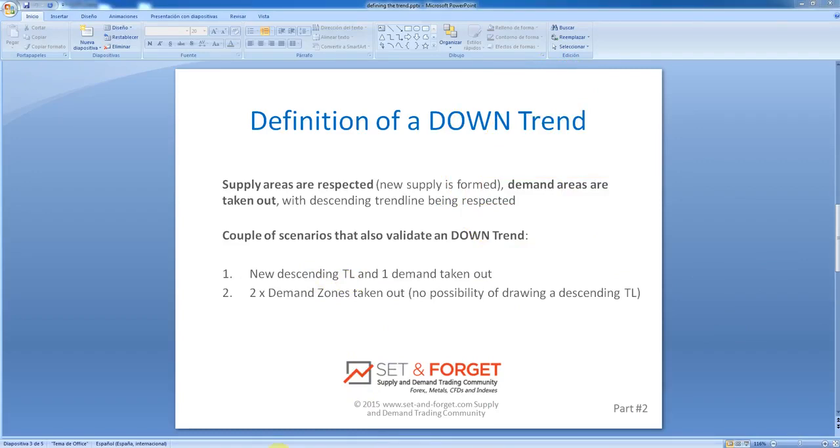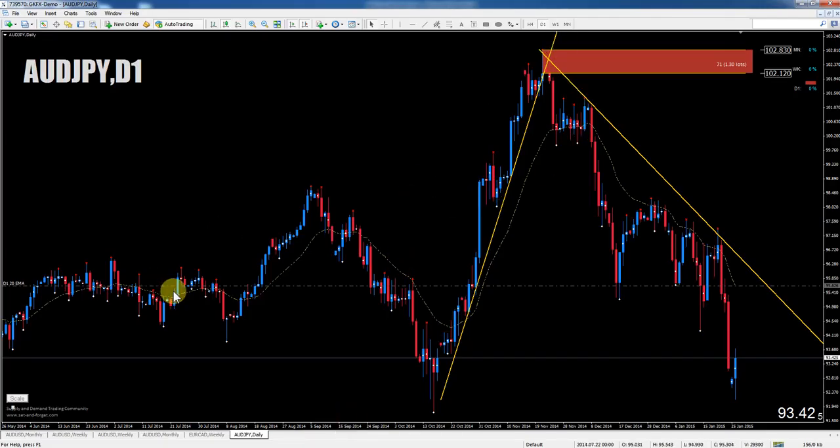So these are the two scenarios. Okay, the classic, the default and core rule for defining a downtrend. Demand areas are being removed and supply areas are being respected, and or new descending trend line, removing one area of demand or two areas of demand like this and this one taken out, no possibility of drawing a trend line, but we have removed the two opposing areas. That's it. That's all you need to know.